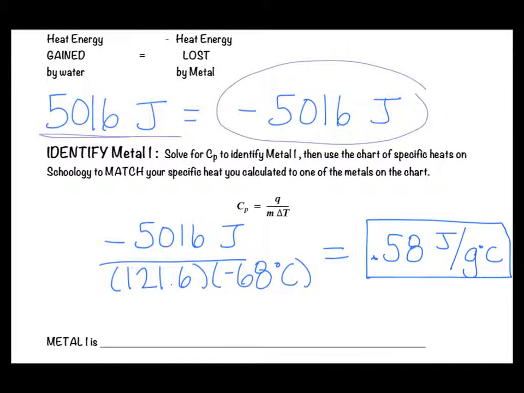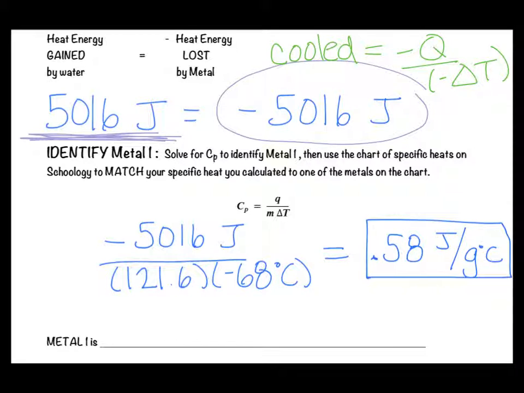Look at this. This is the number we just calculated, 5,016 joules. But that is the exact same amount of energy that is lost by my metal because they're in the same system. So my energy gained by the water, because it was heated, was 5,016. Since my metal was cooled, since it lost temperature, it is the exact same number, but it's just negative. So something you can remember is when something is being cooled, it's always going to have a negative Q, okay? So we can write that down. If we have a cooled metal, it equals a negative Q, because it has a negative delta T. That helps you remember that.